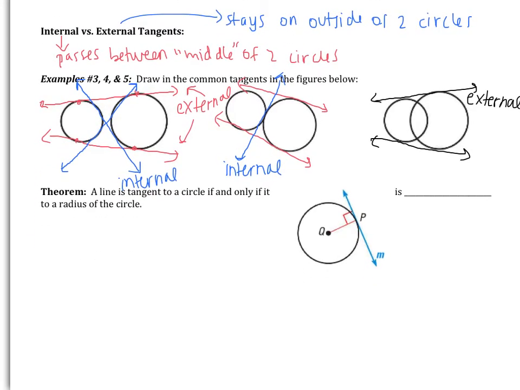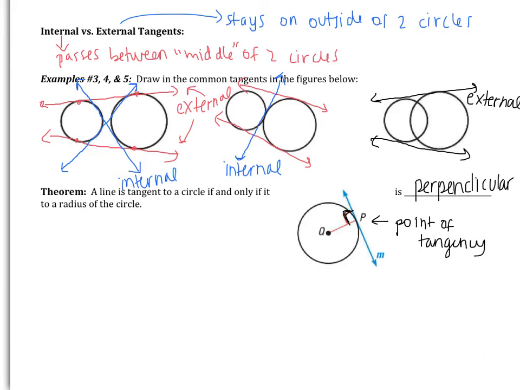Okay, next we have another theorem, and then we're going to do some examples. It says a line is tangent to a circle if and only if it is perpendicular to a radius of the circle. So in the figure that we're given, we have this line M that is tangent at P. This P is actually called the point of tangency. So it's tangent at point P. We know it's tangent because it's perpendicular to a radius.